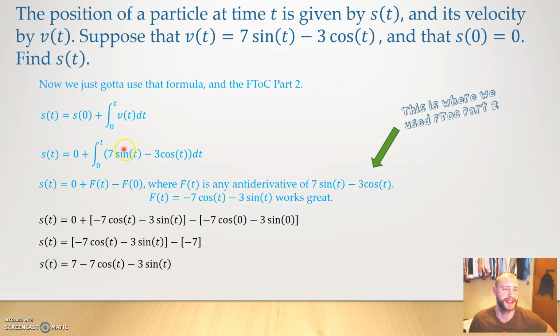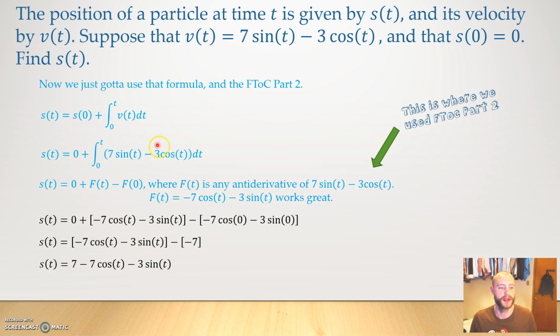So for example, we need something whose derivative gives us positive sine of t. Well, negative cosine will do the trick, because the derivative of cosine is negative sine, but if I already had a negative there, the negatives cancel out and we're all good. Throw a 7 in front because we need a 7 here. So negative 7 cos t is a good antiderivative for this one. Negative 3 sine t is a good antiderivative for this one, because if you take its derivative, you get that one.